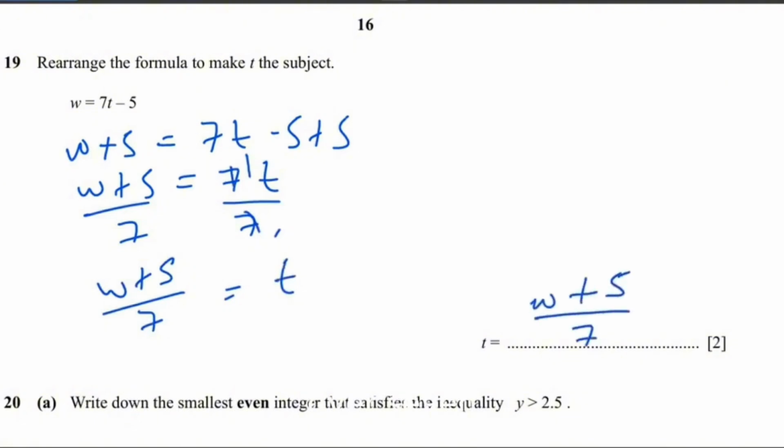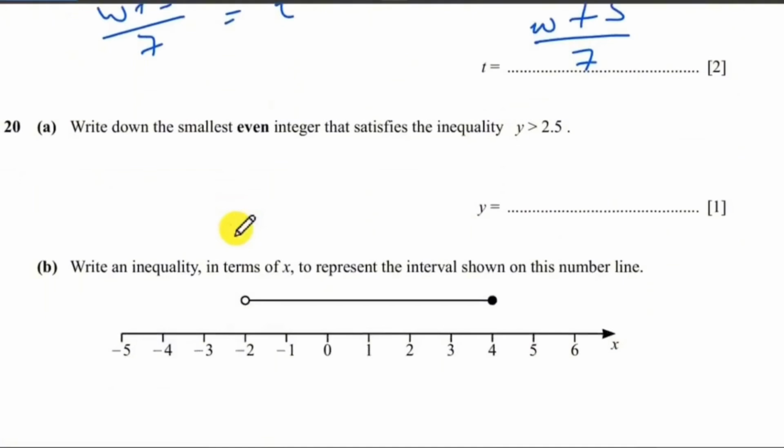Write down the smallest even integer that satisfies the inequality y is greater than 2.5. So an integer is a whole number. So if y is greater than 2.5, then the next smallest even number is going to be y equals 4.